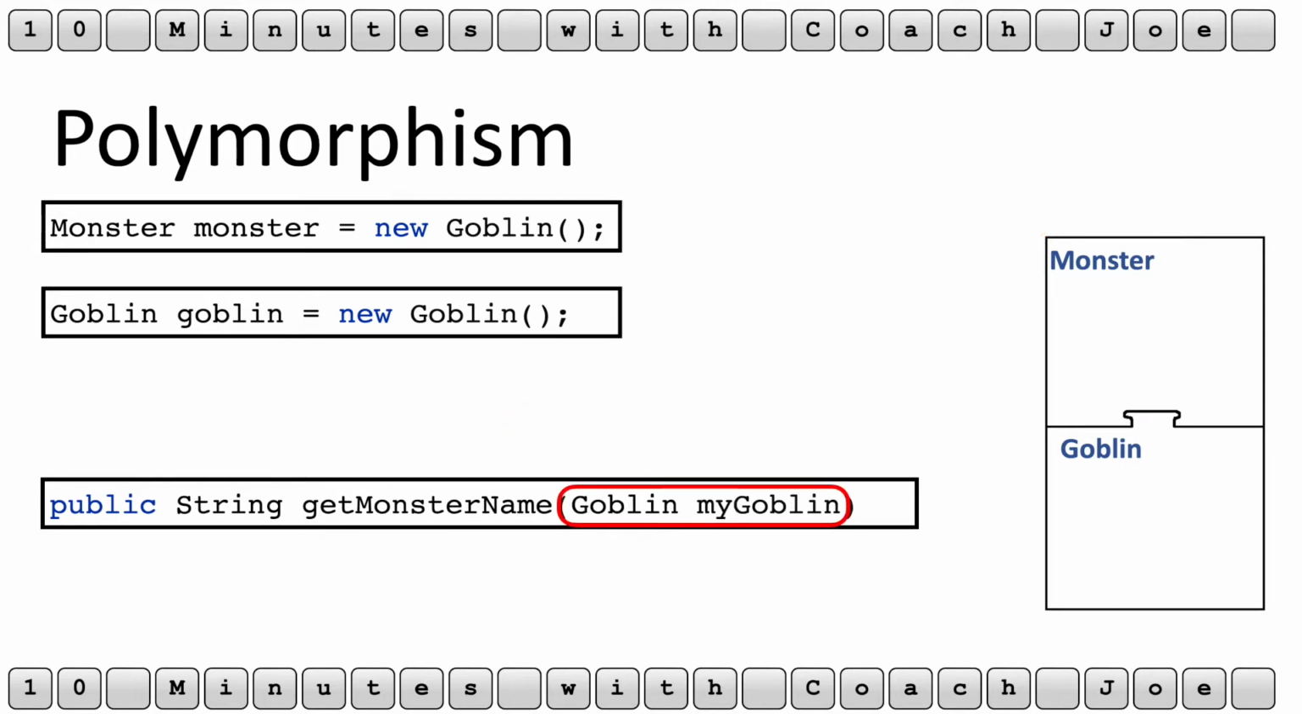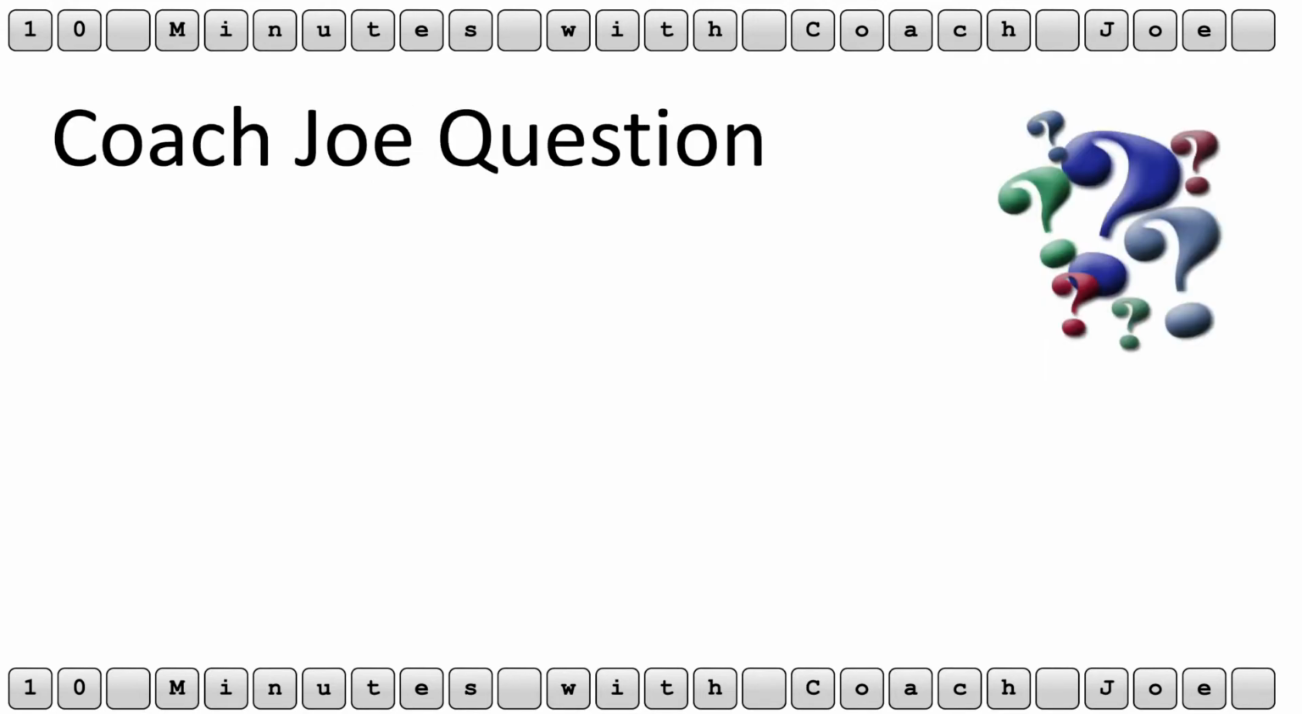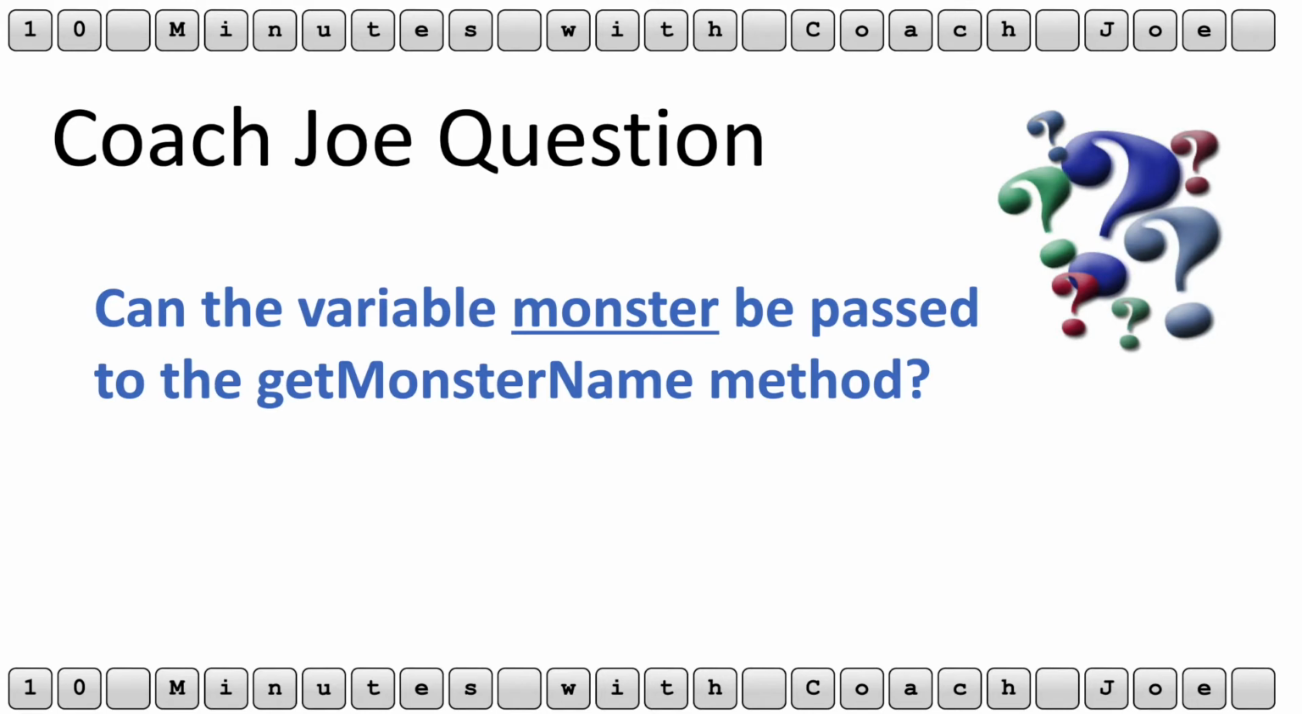Now let's change the parameter for the getMonsterName method to a goblin data type. Time for another Coach Joe challenge question. Can the variable name monster be passed to the getMonsterName method?